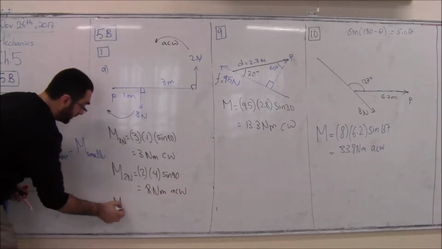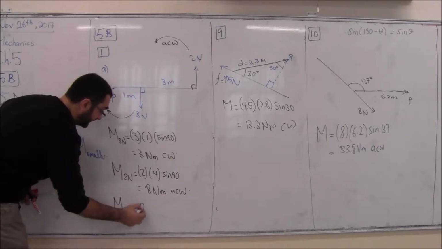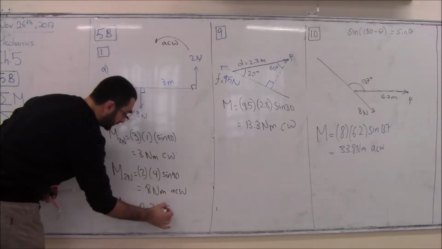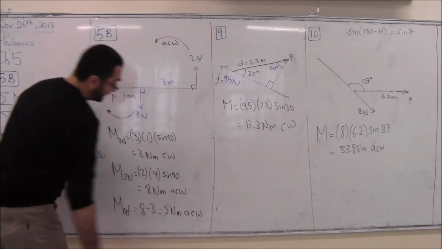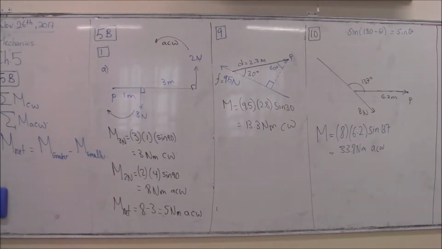Anti-clockwise. Net moment, 8 minus 3, which is 5 newton meters, in what direction? Anti-clockwise, right? The net moment is 5 newton meters anti-clockwise.